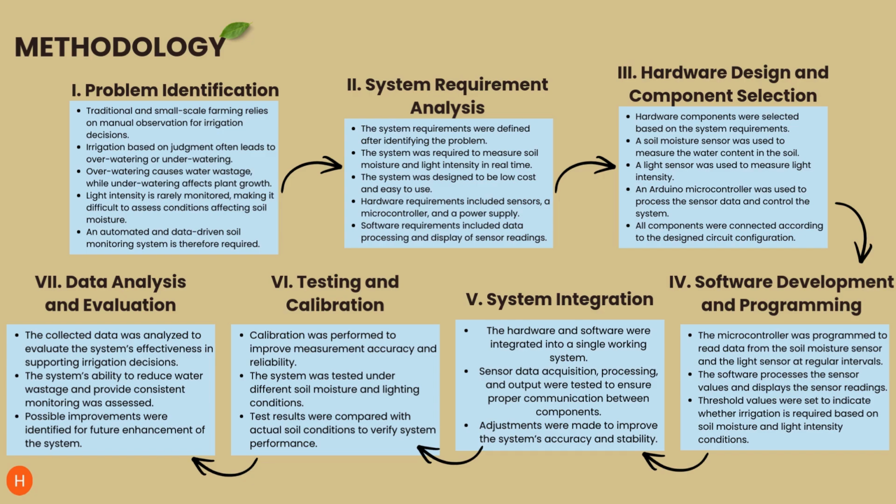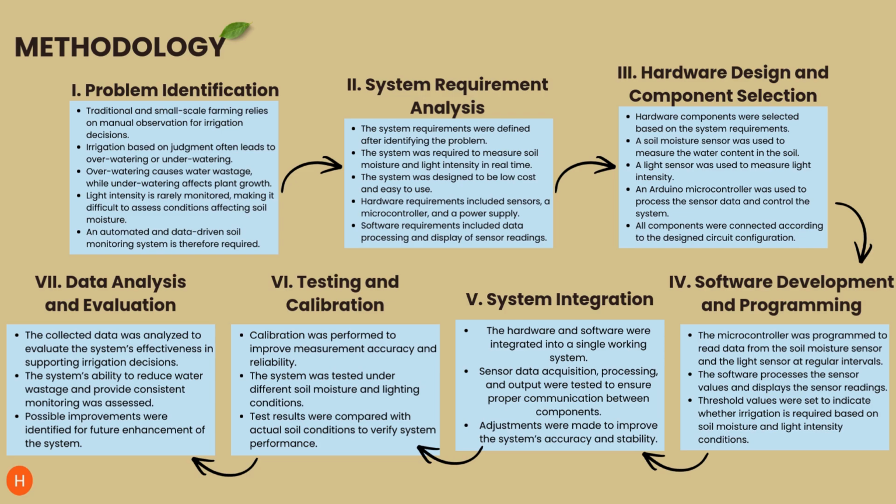The next step is the system requirement analysis. The system requirements were defined after identifying the problem. The system was required to measure soil moisture and light intensity in real time. The system was designed to be low cost and easy to use. Hardware requirements included sensors, a microcontroller, and a power supply. Software requirements included data processing and display of sensor readings.